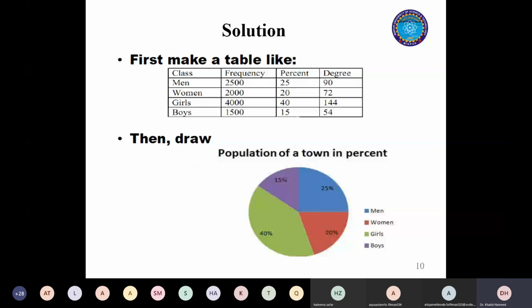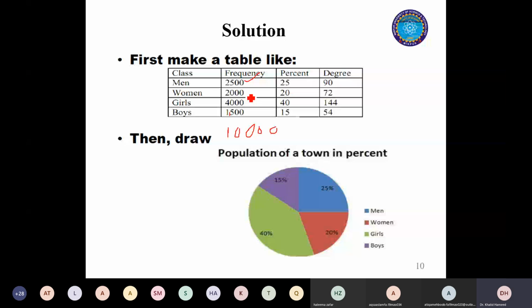If you look here, their frequencies were 2500, 2000, 4000, 1500, and their cumulative total is 4500, and then 8500, and then we have in total 10,000. So in total we have 10,000 observations. So when it comes to the percentage, 2500, they are 25%.